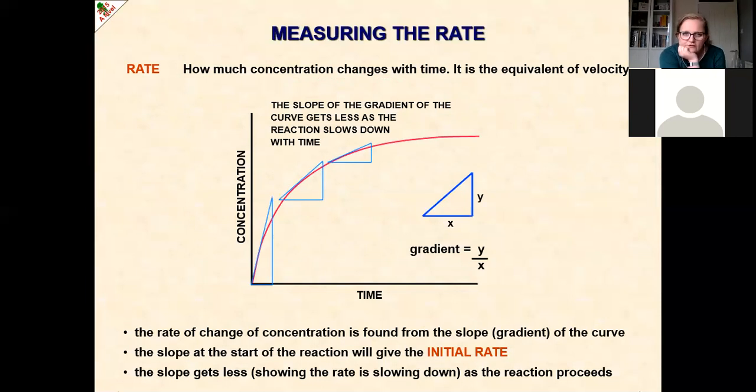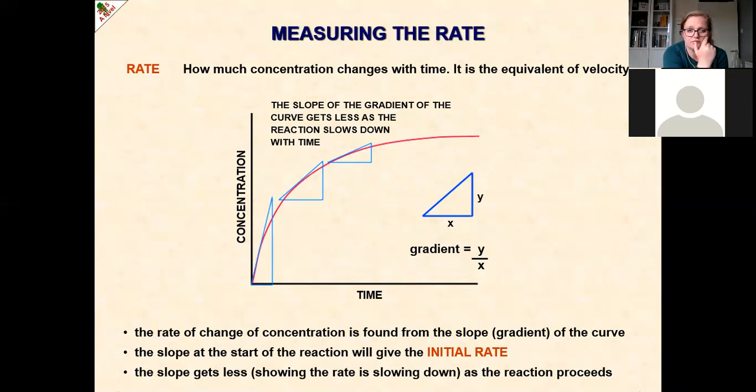So if we have a look at this graph, we can look at how much concentration changes with time, and that is equivalent to velocity. So basically, we've got this graph, we've got concentration against time, we've got our gradient. And what happens is the slope of the gradient of a curve gets less as the reaction slows down, and we know that. But we can work out the different gradients of the graph using y divided by x, drawing the triangles on.